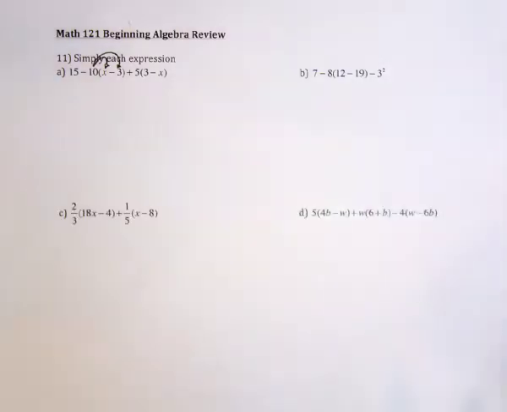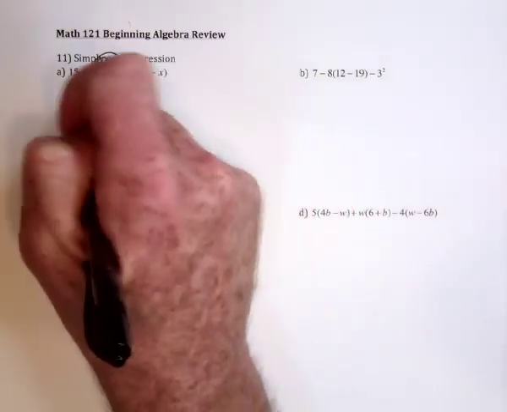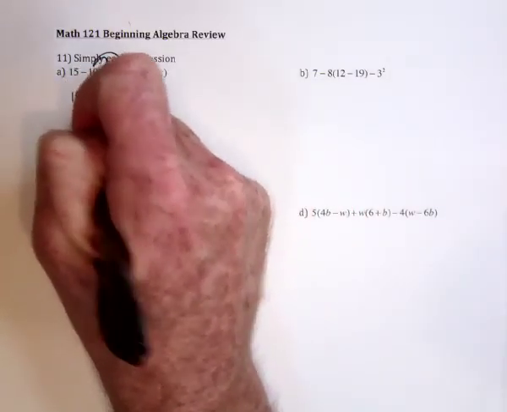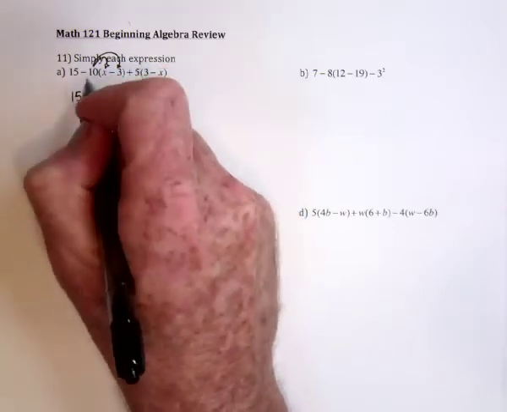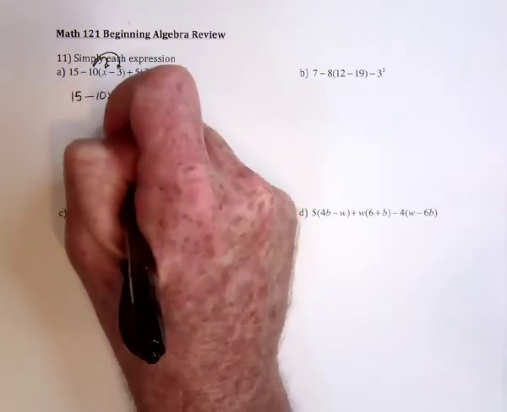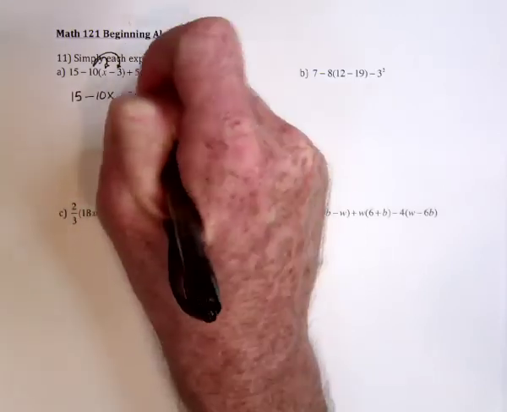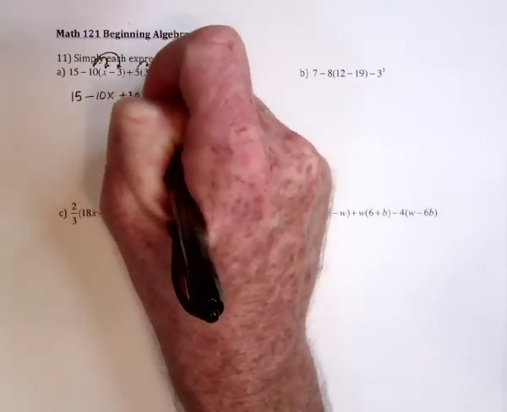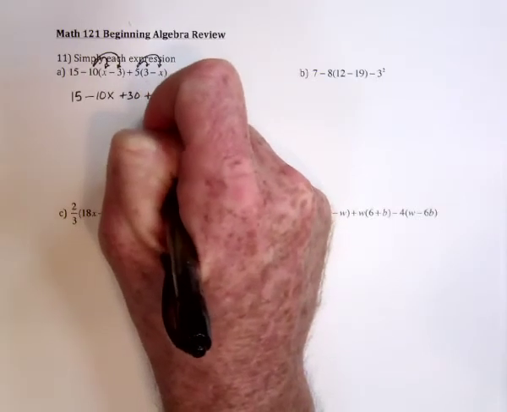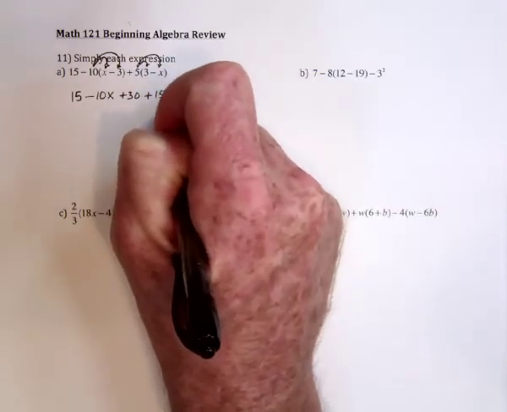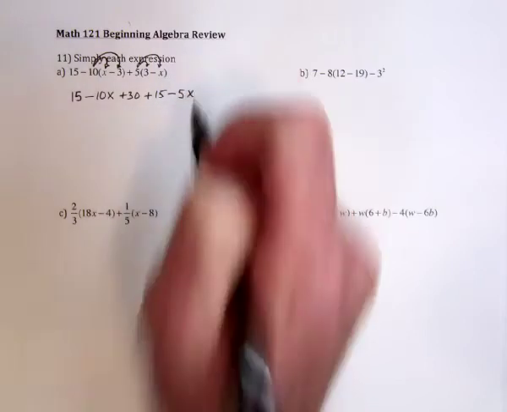So the multiplying is what we do here. So we've got 15 minus, and multiply these two is minus or negative 10x. A negative times a negative will be a positive 30. And then over here, distribute the 5. So we'd have a positive 15 and then minus 5x.